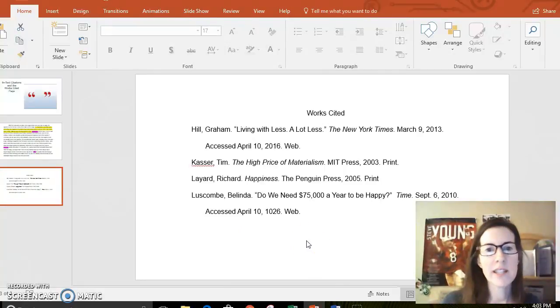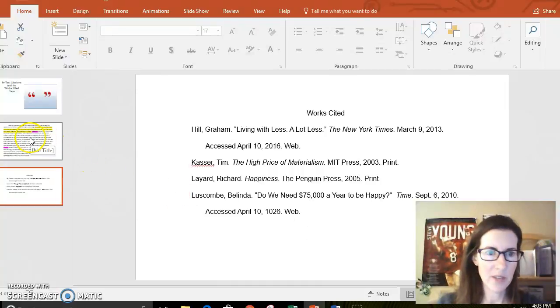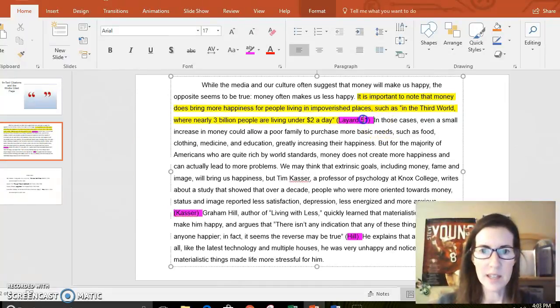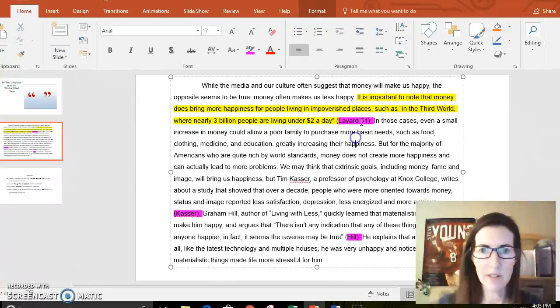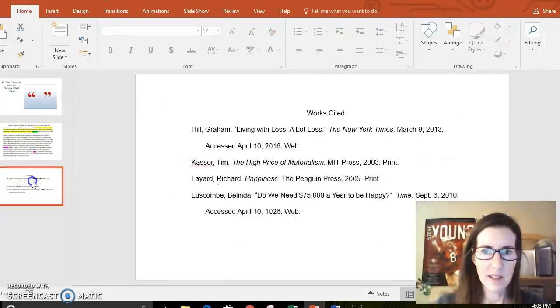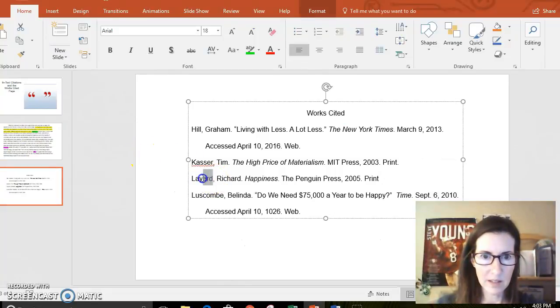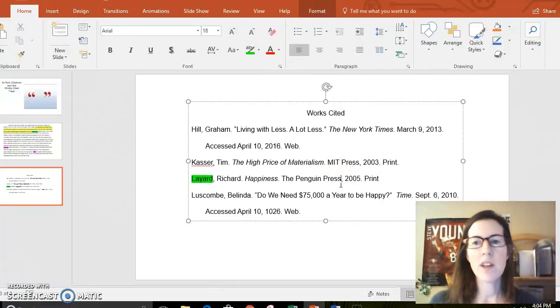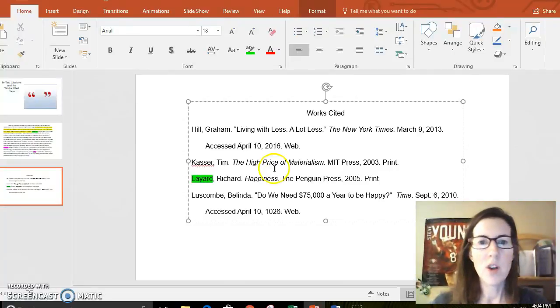So one of the really important things that you want to do, the most important rule with the Works Cited page, is that you want to make sure that the in-text citation, so here we have Layard 51, I'm going to put that in green. When we go to the Works Cited page, we see that Layard matches up. So like most of your English and humanities classes, you're going to use MLA format for your Works Cited page. And in that format, you want to make sure that the word in the in-text citation is always matching up with the first word on your Works Cited page.